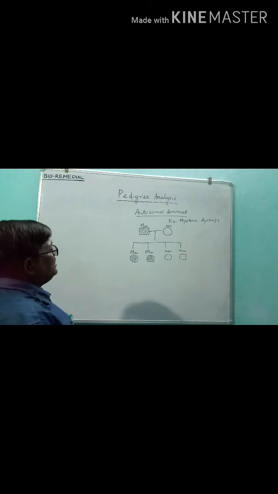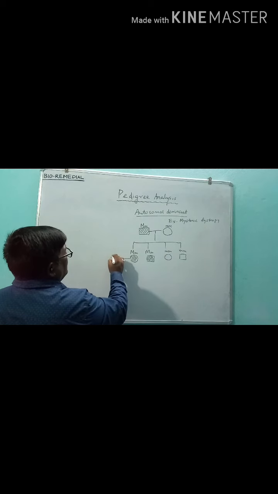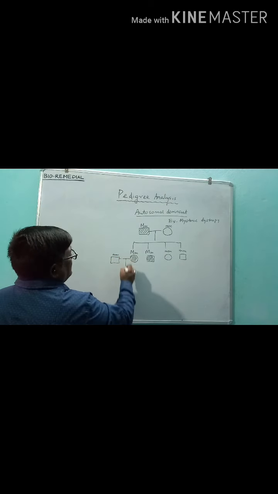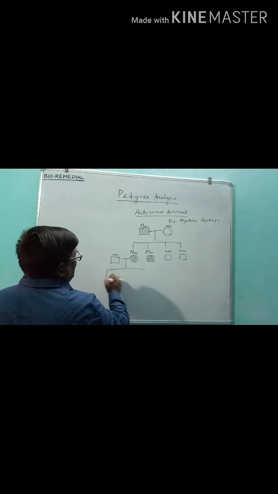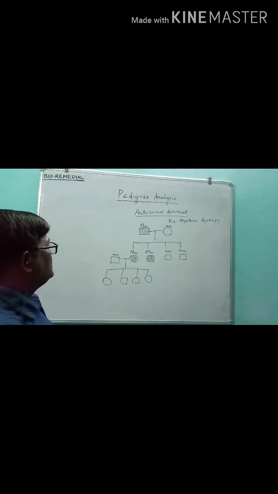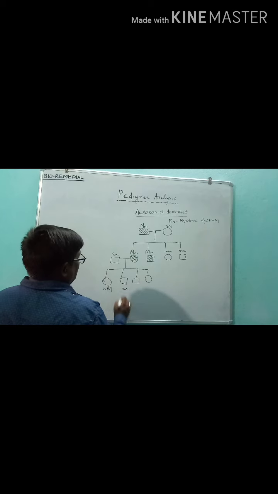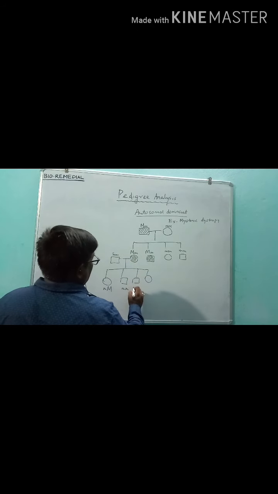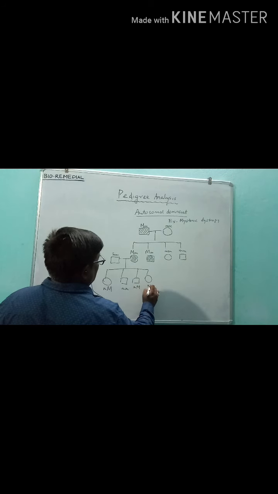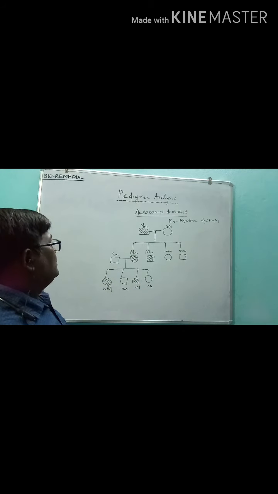Now suppose this defective male gets married to a normal female. Same thing, the combination will be the same. Suppose you draw two or three males and females, you will have four different types of combination. This M will combine with capital M, small m. So these two will be defective and these two will be normal.